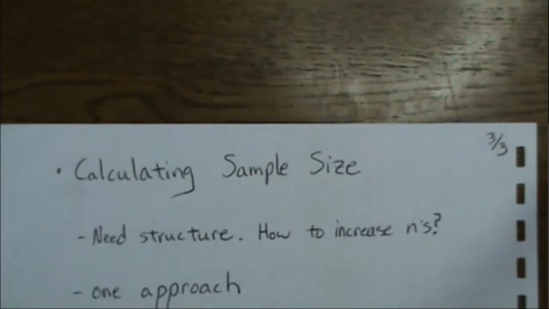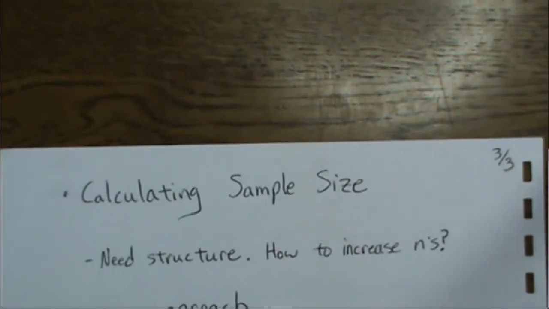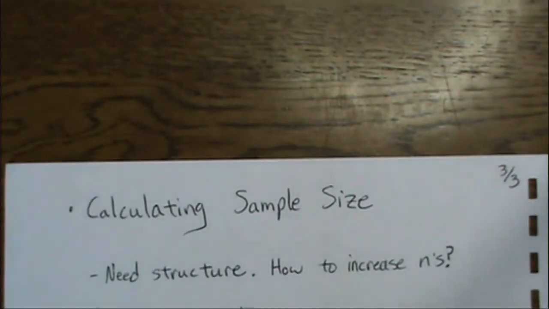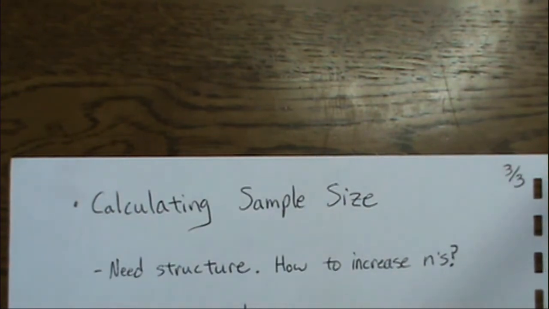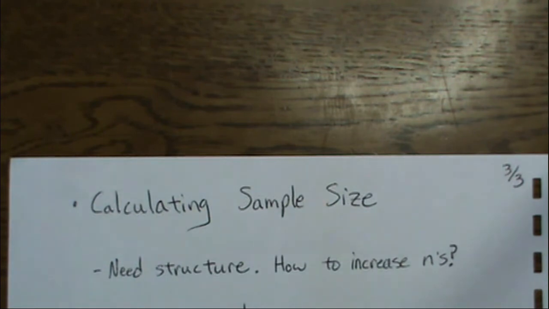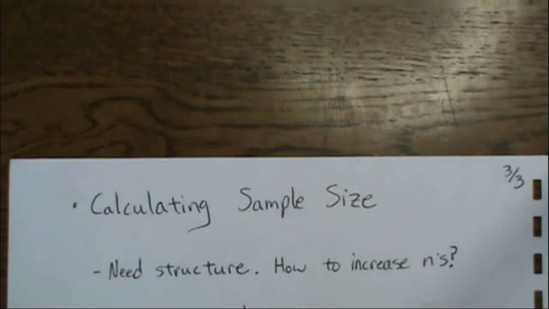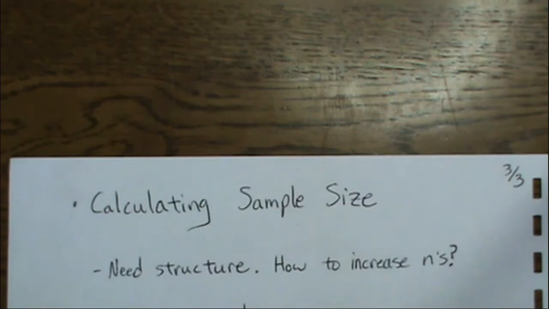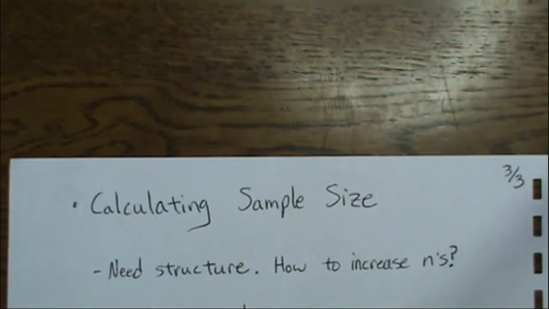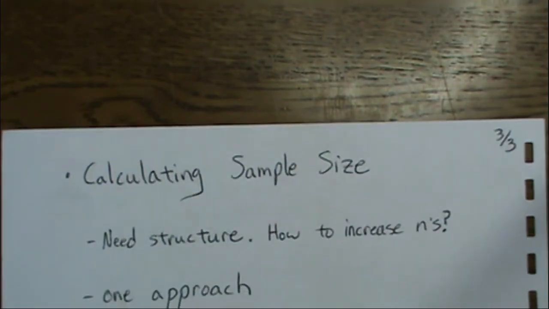But calculating sample size, we need to introduce a little structure, because how do you increase N? Do you make all the sample sizes equal and increase them by 1 each time? Well, that's the equal samples case, or the balanced one-way ANOVA, and there's another video on that, and R has a built-in function for that. Here we're going to assume that the n's are different.